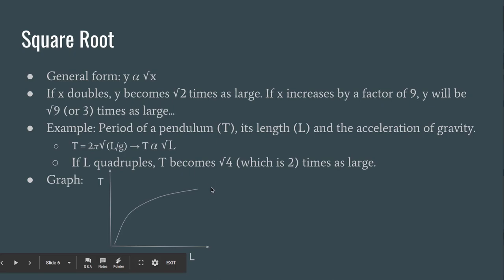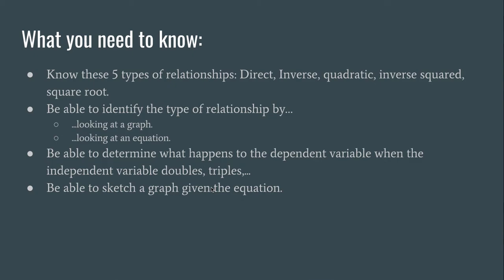Now, this isn't all of the relationships you might run into. These are the most common ones and the ones I want you to have memorized. So when you are looking at the relationships, you need to know the 5 types: direct, inverse, quadratic, etc. Be able to identify them by looking at a graph or by looking at an equation. Be able to determine what happens to the dependent variable when the independent variable doubles or triples and so on, and be able to sketch a graph.